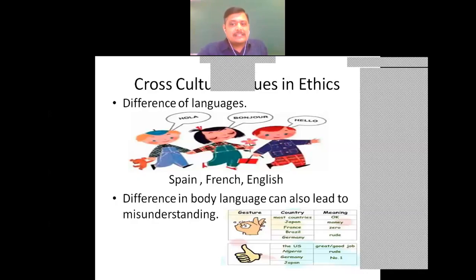Correct? So the common gesture which results in the meaning of okay, money, zero, whereas another gesture gives its own kind of meaning in different countries, like great, good job, good, number one. So when we are going to arrive at our own thought process with respect to cross-cultural issues, we need to understand that different countries have got their own hostile culture. That hostility needs to be understood by every one of us. Then only can we get along with our routine very easily.